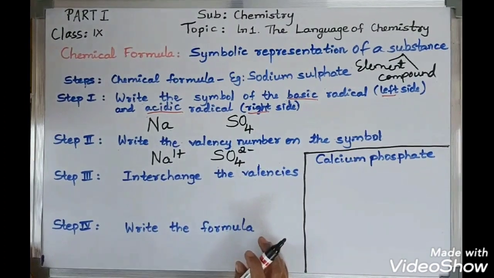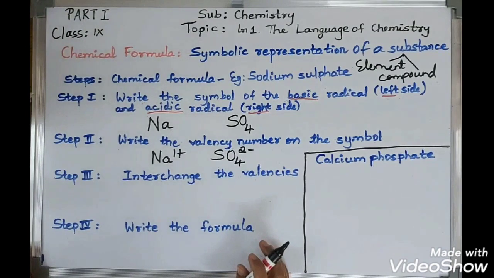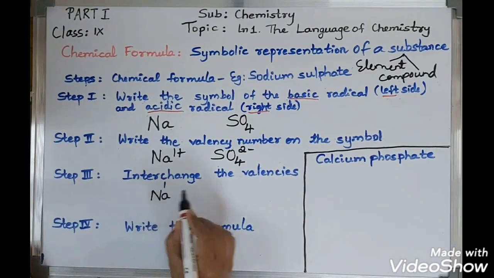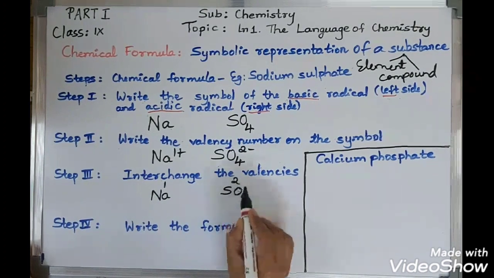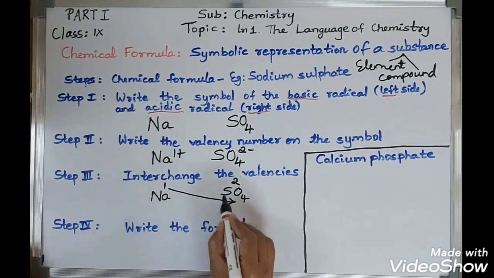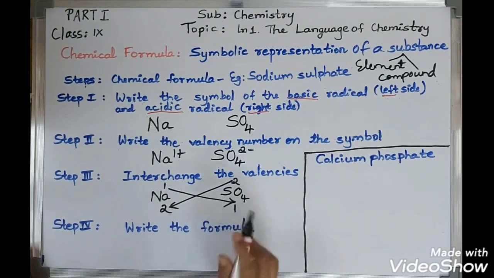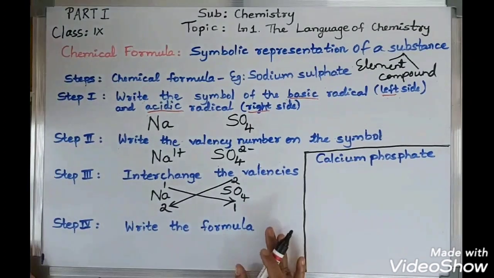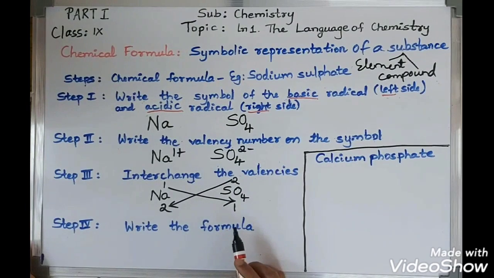In the third step, after writing the valency number, we need to keep a few things in mind. First and foremost, we have sodium, whose valency number is 1, and sulfate, whose valency number is 2. Now we have to interchange the valencies. The superscript will come to the subscript. That is one thing that you need to keep in mind. The second thing is, we ignore the signs in this particular step.